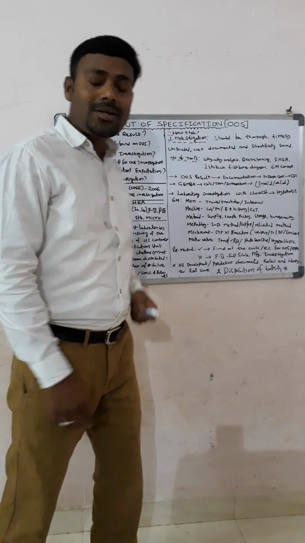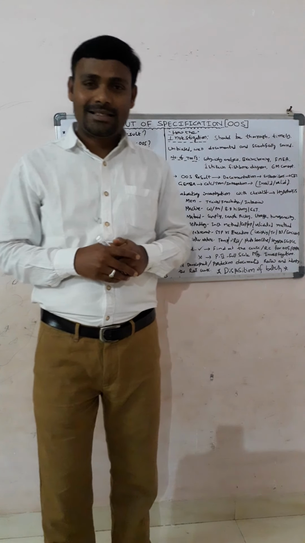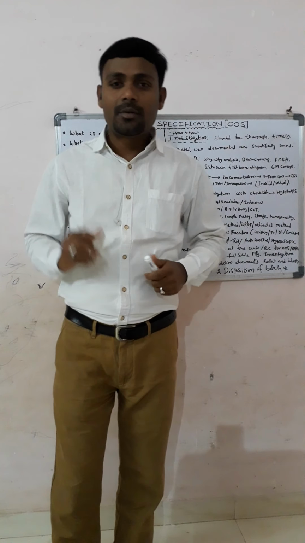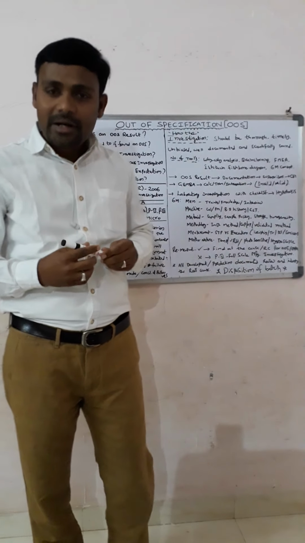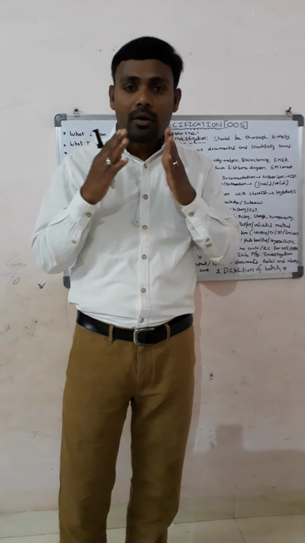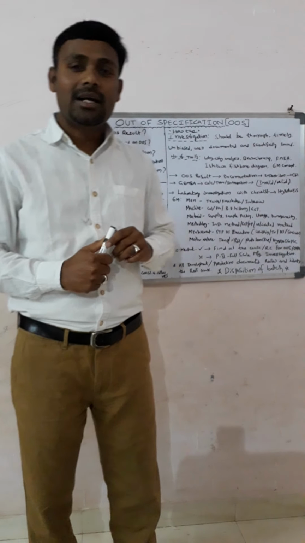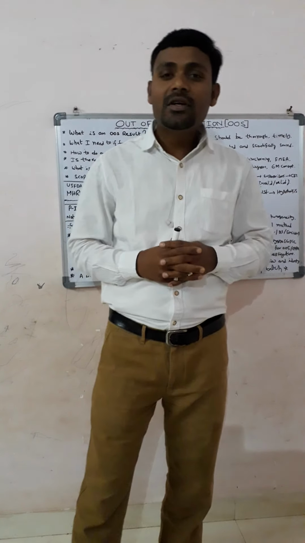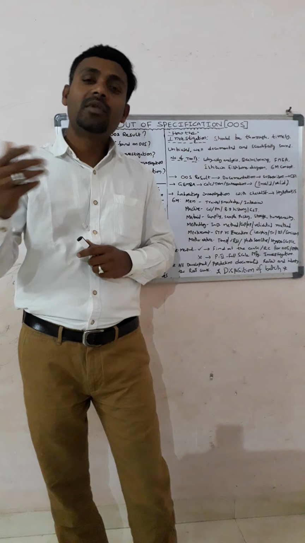First, what is an OOS result? We know for each and every product or material we have to test, we have a standard test procedure as well as a specification. Specification is the acceptance criteria or limit for each and every test. During our laboratory testing, suppose we identify that one of the test results is not meeting or is falling outside the specification, then we can say it is an OOS result. For that OOS result, you have to do a thorough investigation. You have to find out the root cause for the failure of the batch.